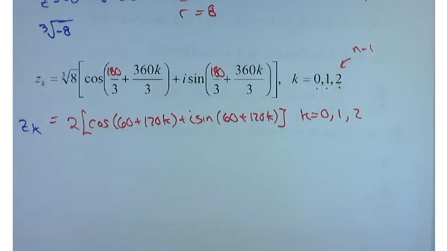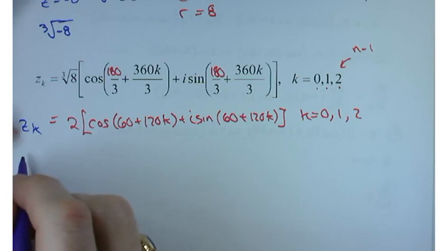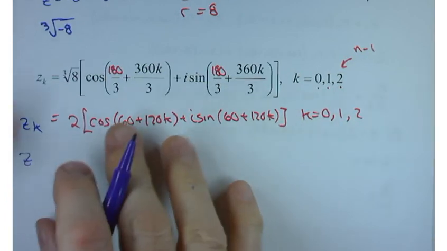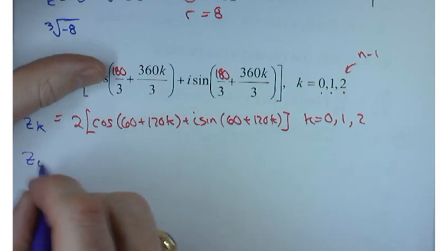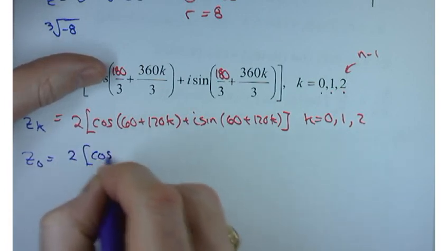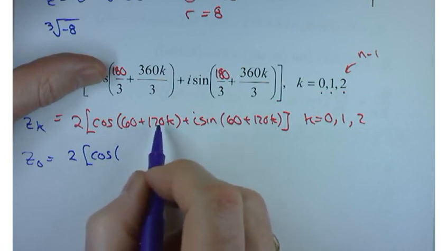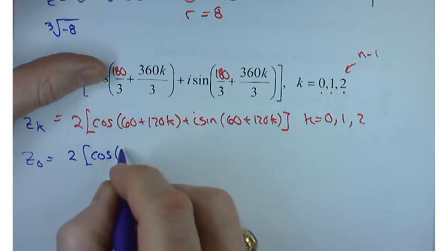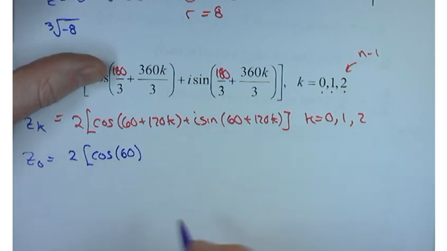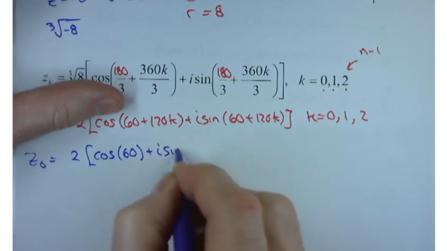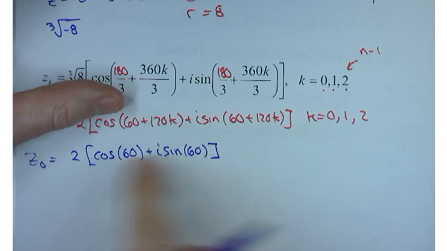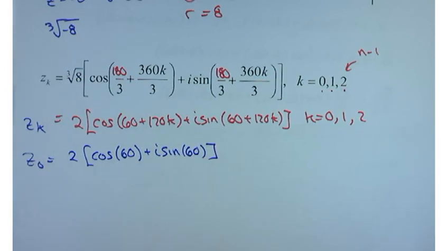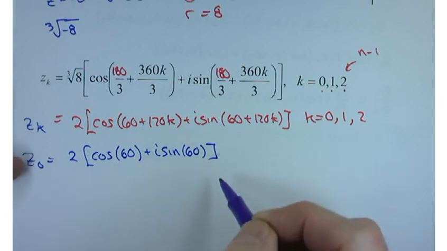Now that we've simplified this general formula, we've got to go back and figure out what it looks like in particular cases. So let's start out with k equals 0. So z sub 0 is going to be 2 times the cosine of 60 plus 0 times 120. Well, 0 times 120 is just 0. So it's the cosine of 60 plus i times the sine of that same angle. These angles always have to match.